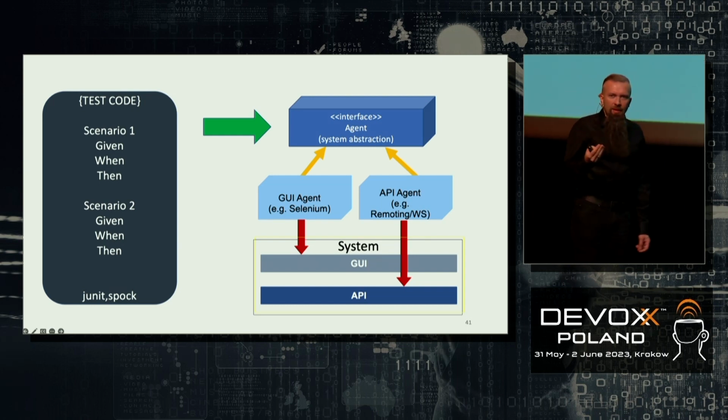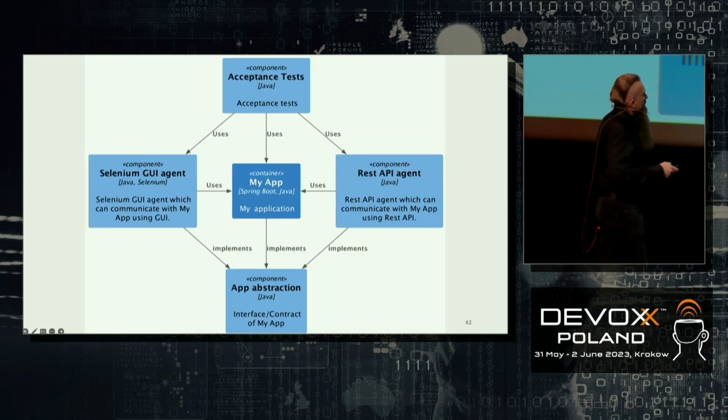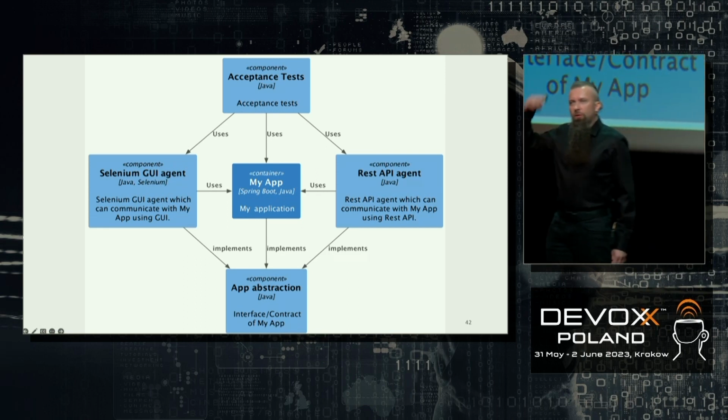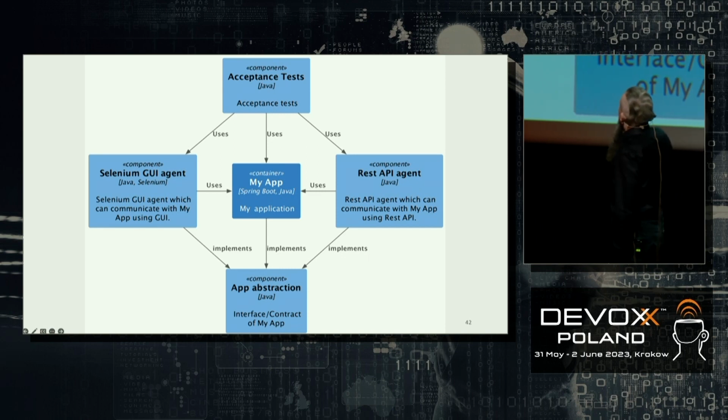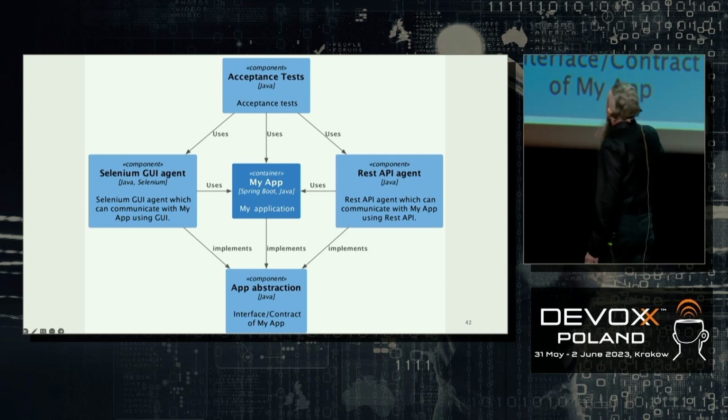For example, Selenium agents, which are able to talk through the graphic user interface with our application, or some kind of API agent which can talk through the REST API. And we can reuse exactly the same unit test, but from the top of our application. Let's see from another point of view. So we have our My App application and the Selenium graphic user interface agent and REST API agent, and those three implement the app abstraction, our interface with the do something method, and acceptance tests are going to reuse that.